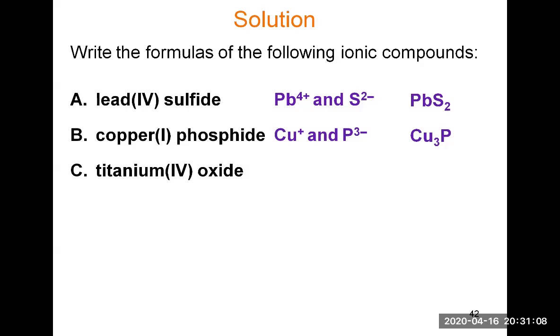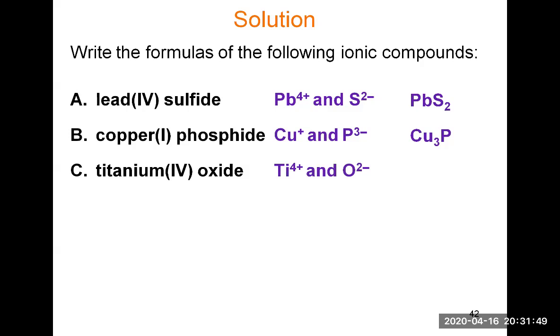Let's do titanium(IV) oxide. Titanium has the symbol Ti, and so we have Ti4+ because the Roman numeral tells us it's a 4 plus. Oxide is the oxygen ion when it gains 2 electrons, because group 6A plus 2 electrons makes 8, and it's O2-. So we have Ti4+ and O2-.